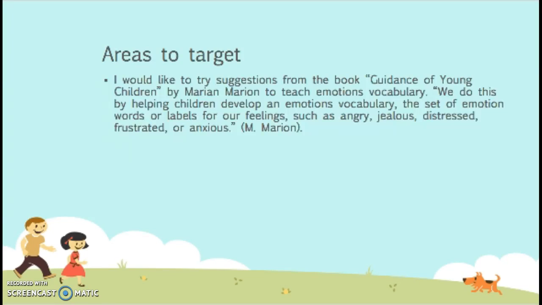Areas to target. I would like to try suggestions from the book Guidance of the Young Children by Marian Marion to teach emotions vocabulary. We do this by helping children develop an emotions vocabulary, the set of emotion words or labels for our feelings such as angry, jealous, distressed, frustrated, or anxious.